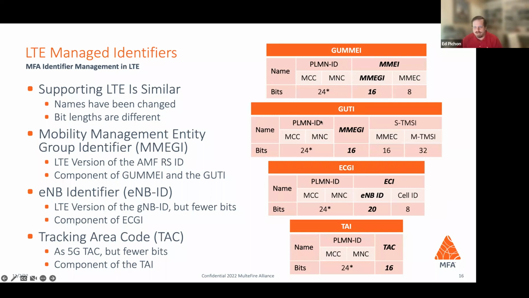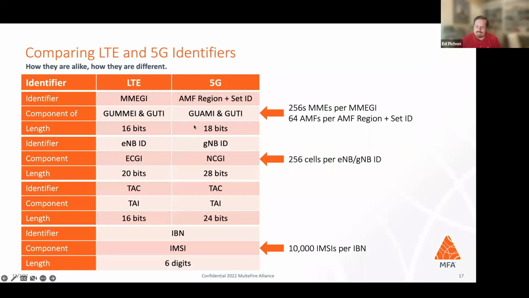In a couple of cases, it's the MMEGI rather than the AMF region and set ID, but it's the same basic idea. The functionality is the same. It's just the length, the name and the bit lengths have been changed in a couple of places. So LTE works entirely the same way. Now, this covers how we make sure that these globally unique identifiers don't have collisions.